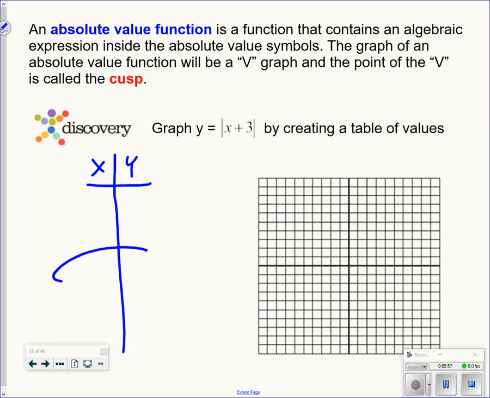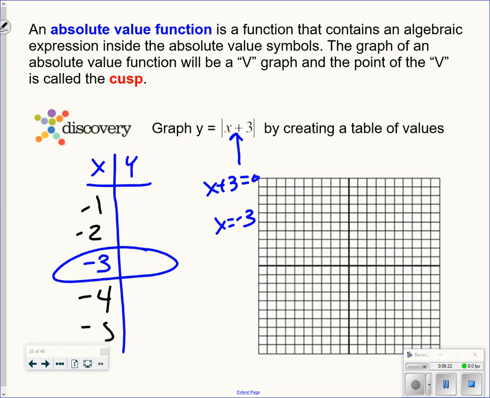The cusp is the value that makes the absolute value portion of the equation equal to 0. So the value that makes that portion 0 is negative 3. Again, you're looking for the value that makes just the inside of the absolute value equal 0. So negative 3 is that value. Now pick some other numbers and plug them in for x, like negative 2 and negative 1, negative 4, negative 5. Let's plug all those in.